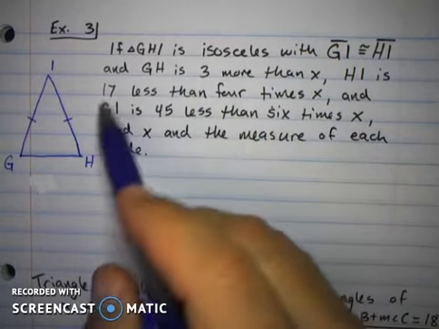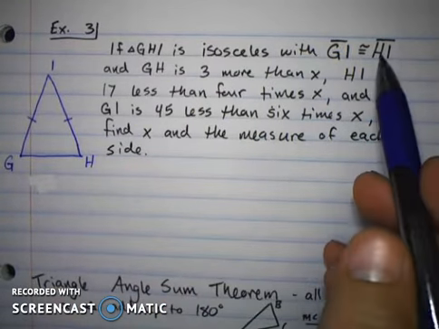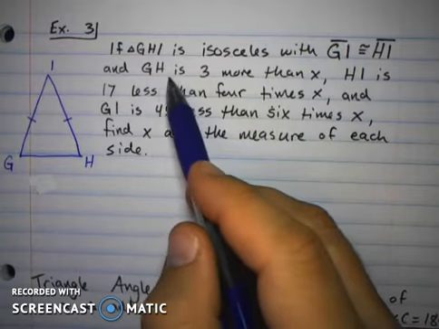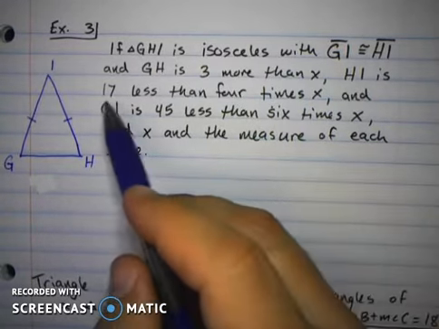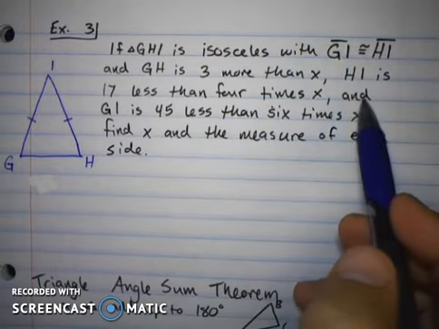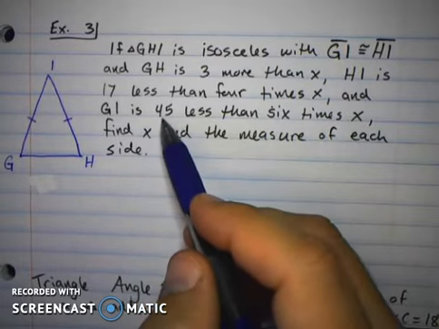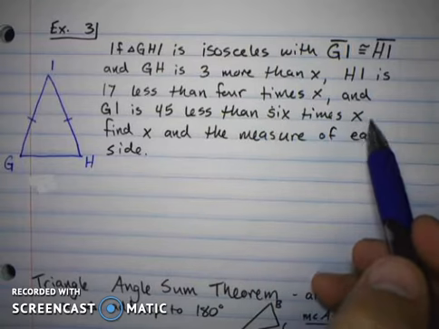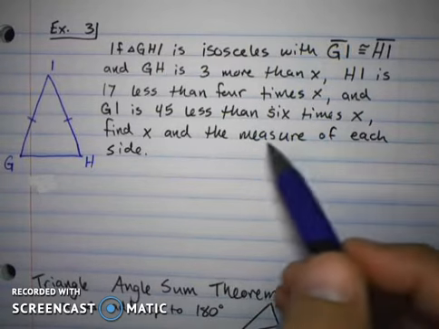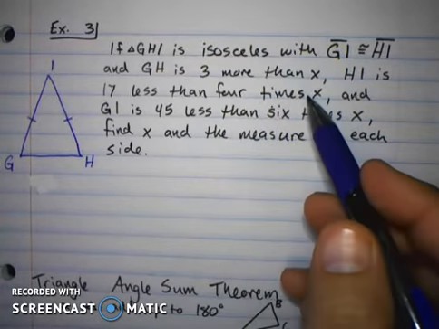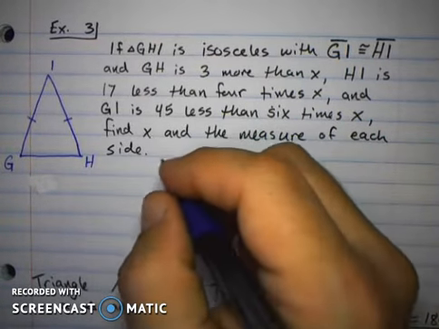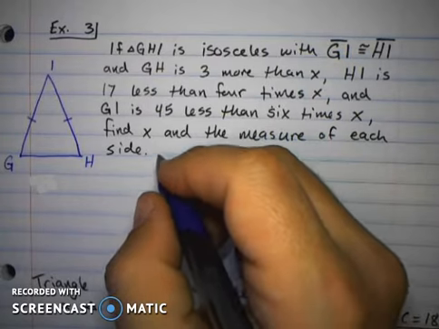And then I'm working with expressions for these sides. It says that GH is 3 more than X, HI is 17 less than 4 times X, and GI is 45 less than 6 times X. We're supposed to find X and the measure of each side. In order to do that, we're going to write these verbal expressions as written expressions with numbers and symbols.